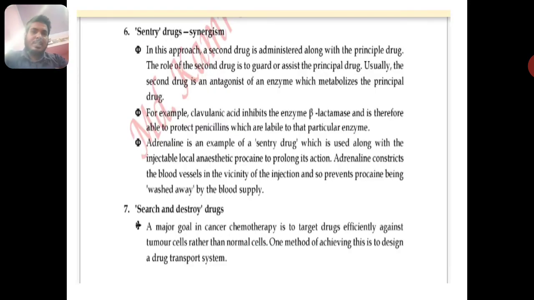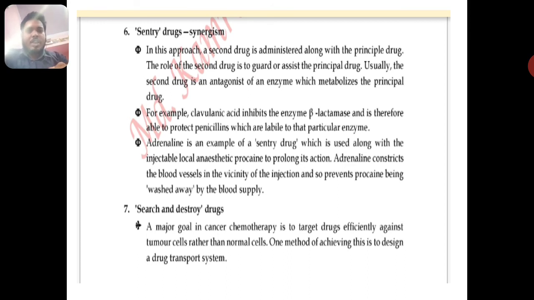Then sentry drugs. Sentry drugs means synergism. In this approach, a second drug is administered along with the principal drug. The role of the second drug is to help or guard the principal drug, like clavulanic acid. Clavulanic acid inhibits the enzyme beta-lactamase, and is given with amoxicillin or penicillin group drugs like ampicillin, amoxicillin, etc.